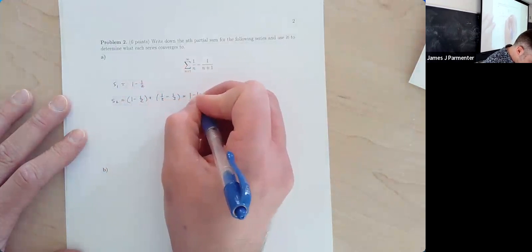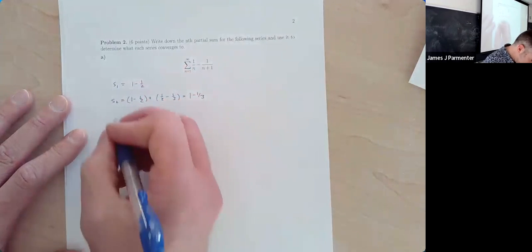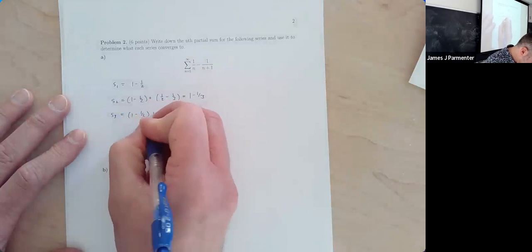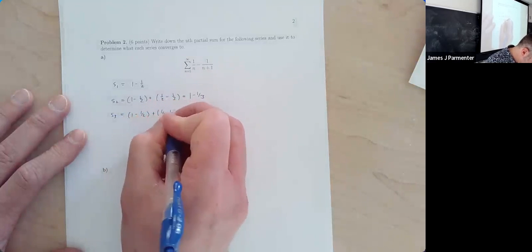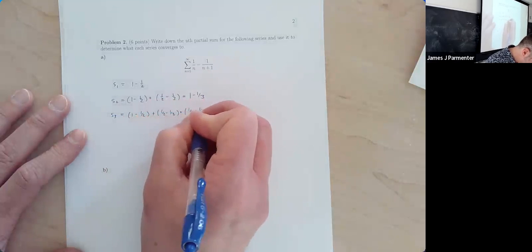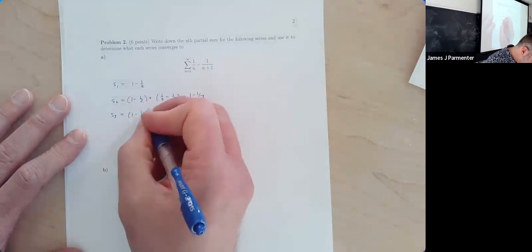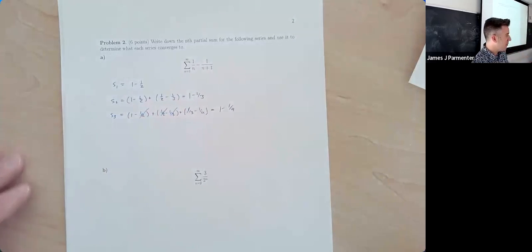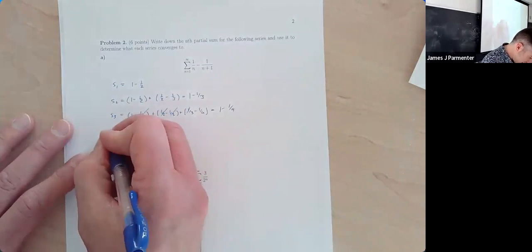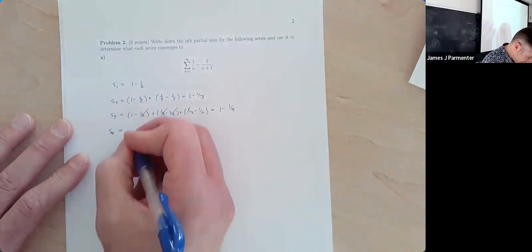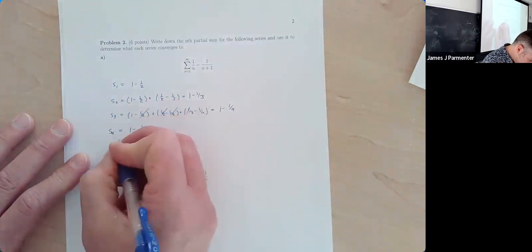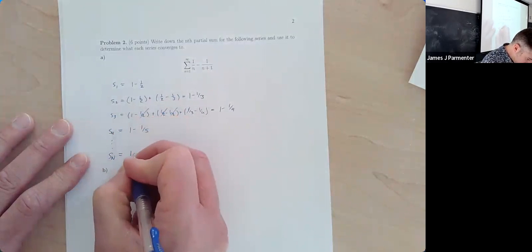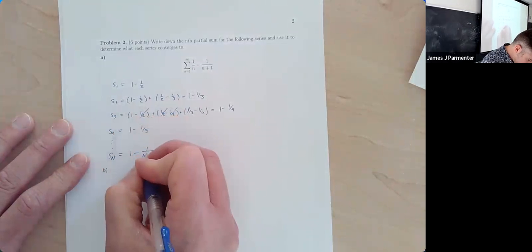That's 1 minus 1/3. Next partial sum, I would add the first three: 1 minus 1/2 plus 1/2 minus 1/3 plus 1/3 minus 1/4. The 1/2s cancel, the 1/3s cancel, so that's 1 minus 1/4. At that point, I'm pretty confident I know the pattern. The fourth partial sum is 1 minus 1/5, all the way down to the nth partial sum, which is 1 minus 1 over n plus 1.